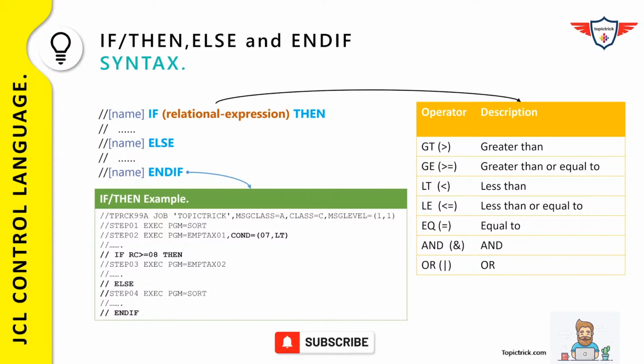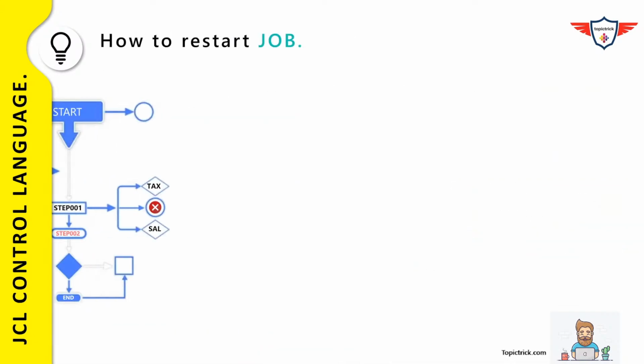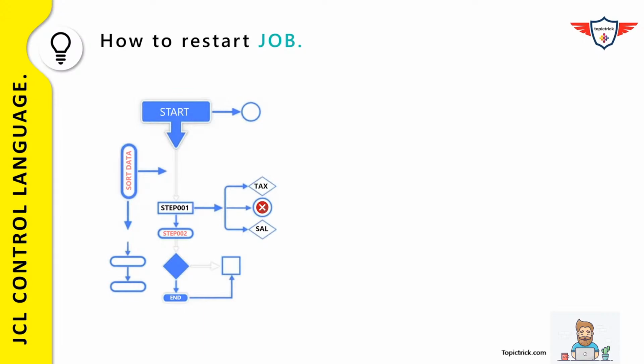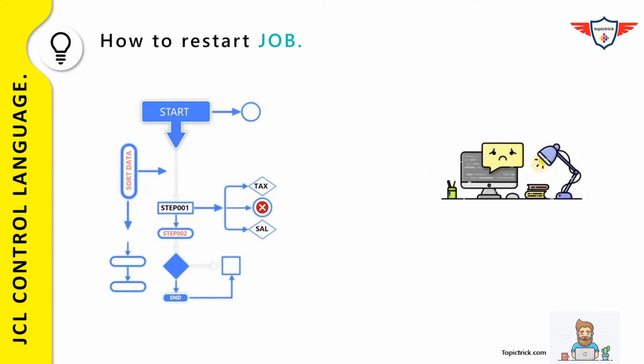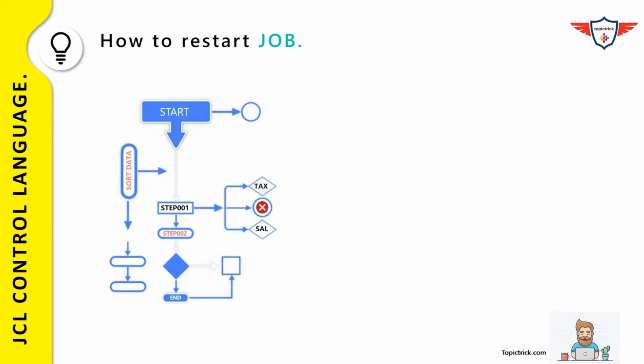Now let's focus on our next section, that is how to use restart parameters to restart your job. In this section, we will try to understand what are the different ways of restarting your job in case it fails. So when a program abends or the system fails, you may need to restart a job from a specific point or a step where it had failed instead of restarting it from the top.